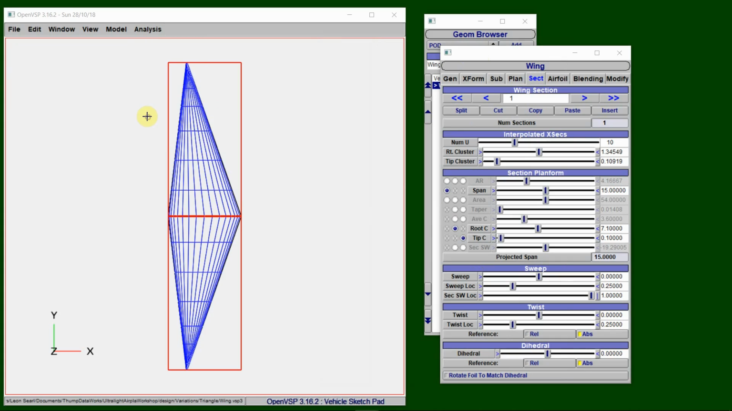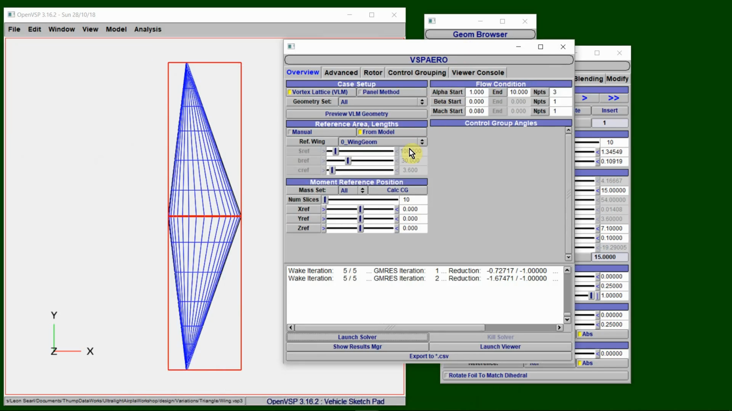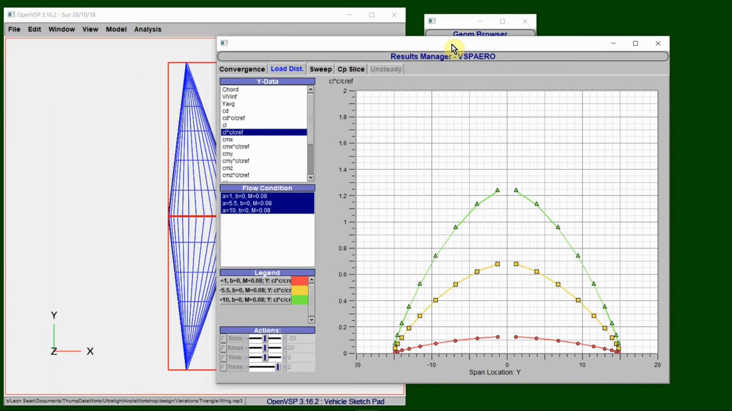So we run VSPAero. And we've got our information from the model. We're running the vortex lattice. We have our Mach number of 0.8. We're going to do those 3 different angles of attack, starting at 1 degree, finishing at 10. So we are ready to launch our solver. Okay, and there it is.